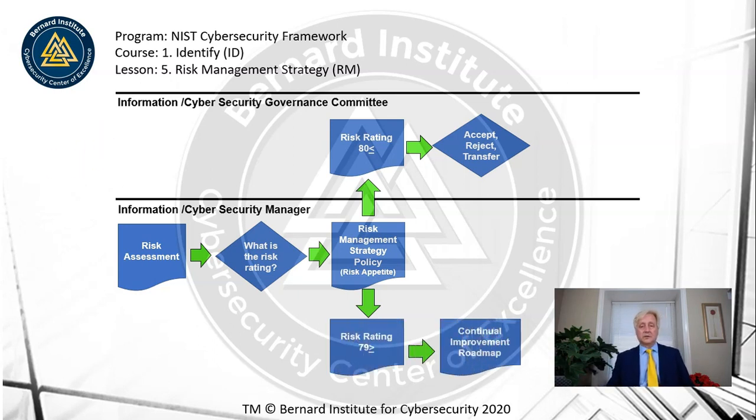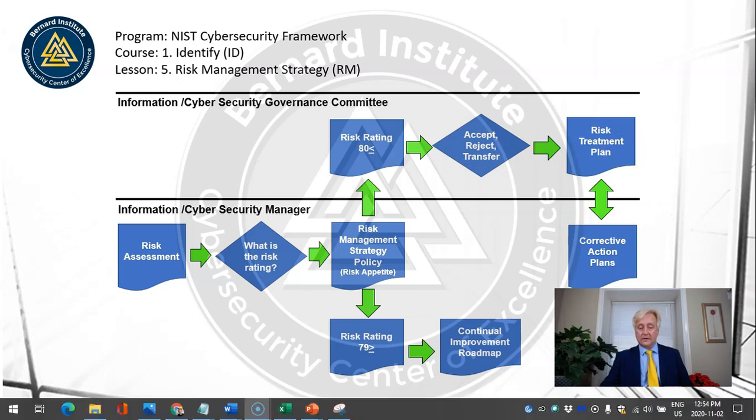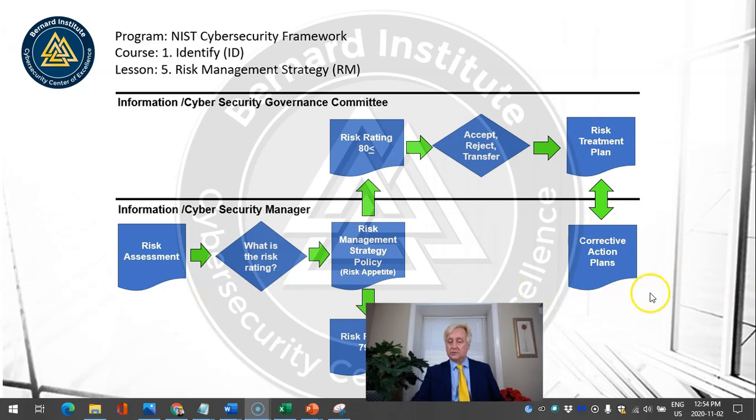Whereas any of the risk ratings that fall below, equal to or less than 79, go into a continual improvement process. They may also be added to service desk tickets and initialized that way and assigned to the management groups that are responsible for treating those risks. But it becomes part of continual improvement. Once the governance committee decides on what they want to do, accept, reject, or transfer, the risk assessment plan is created, and then corrective or preventative actions are taken in order to resolve the risk.